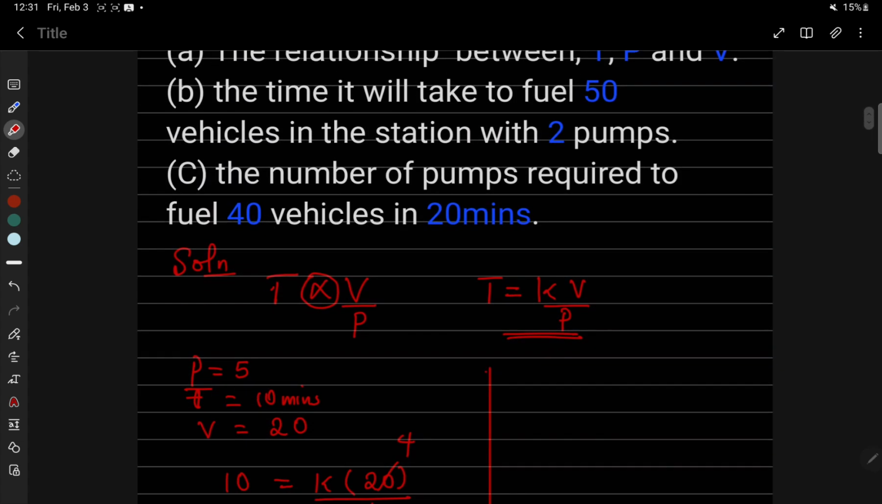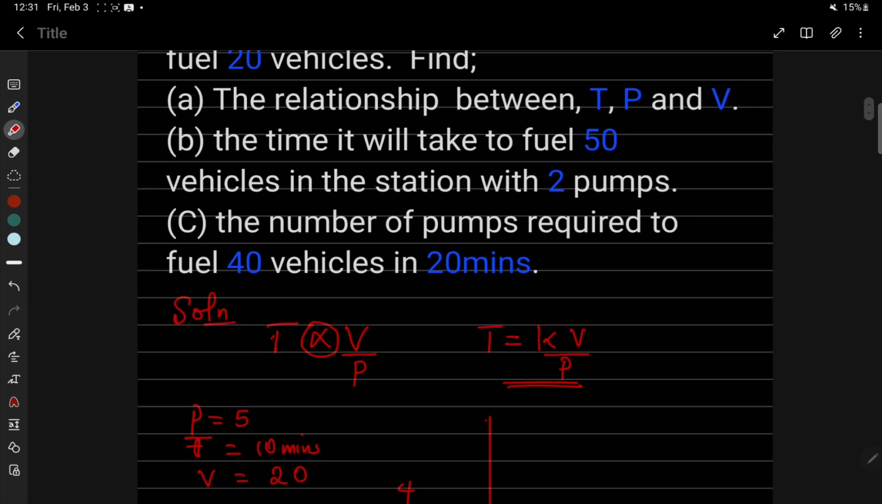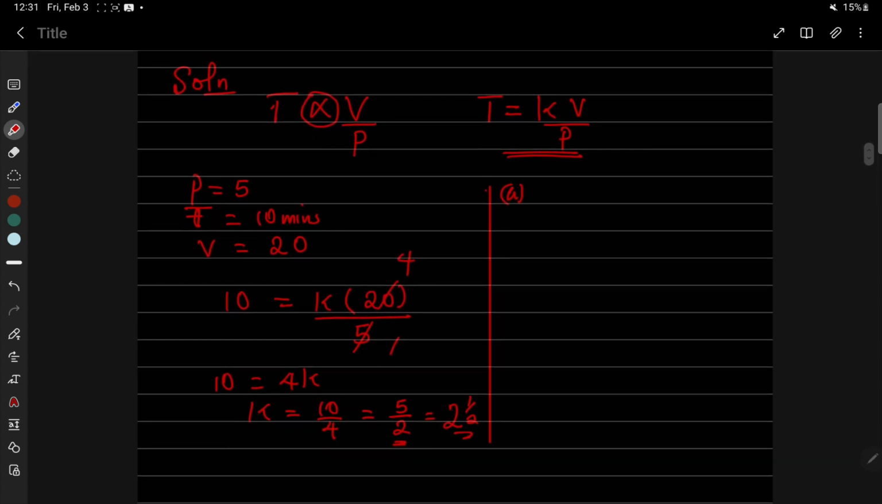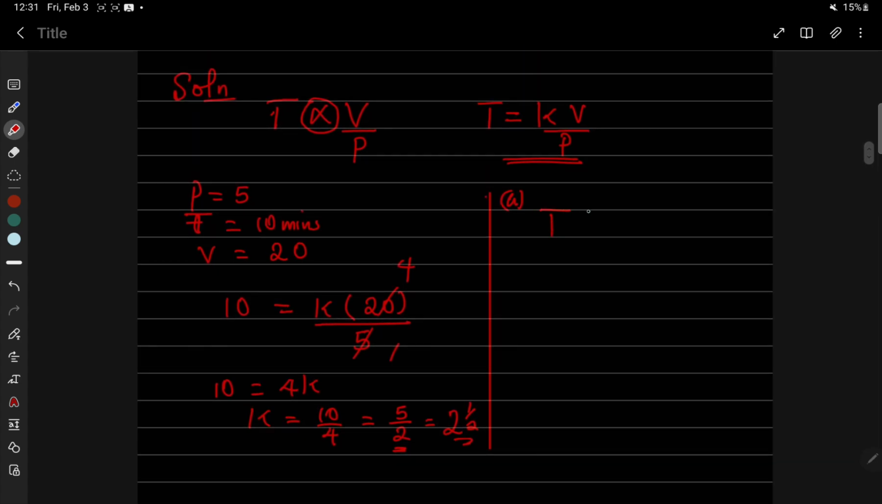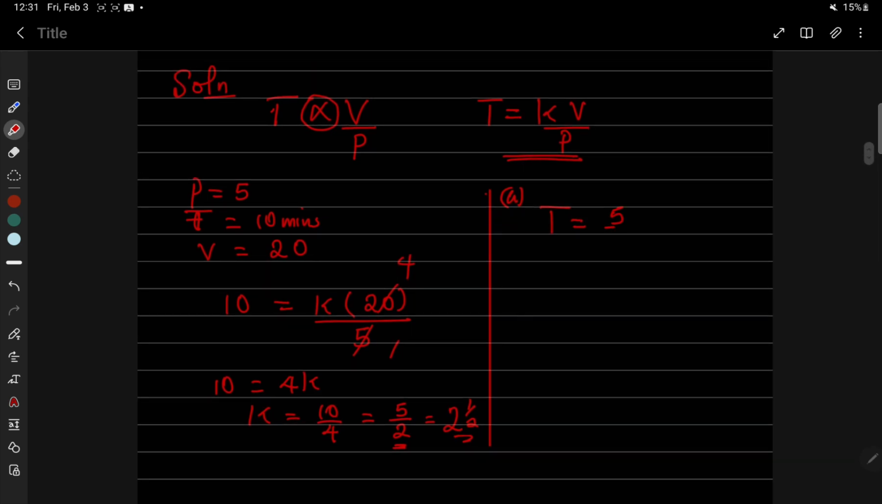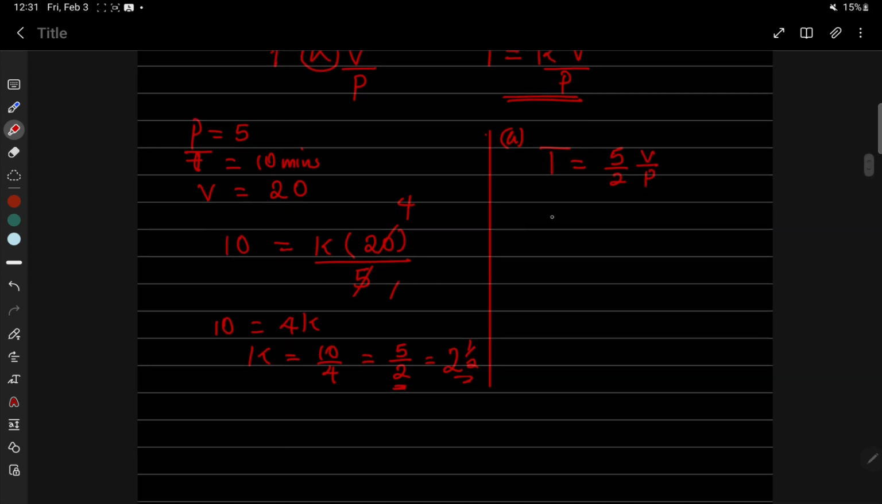In fact, the A part of the question says we find the relationship between T, P and V, and that is how we are going to get it. Since we have our K, our T is equals to K as 5 all over 2, then we have V over P. Now rearranging it and writing it better, we have T is equals to 5V all over 2P. Now this is the formula connecting it, and this is the relationship between T, V, and P.